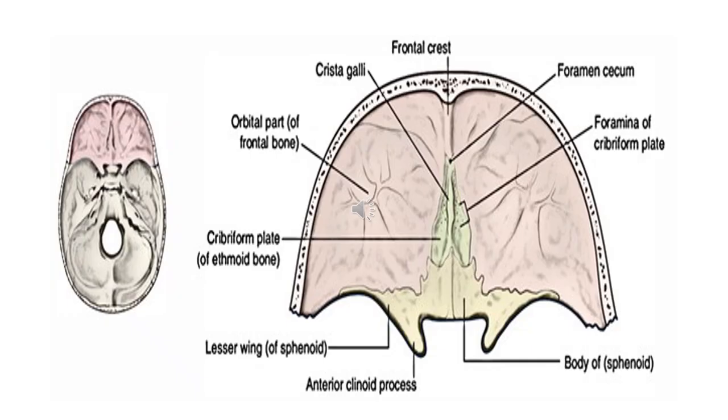As we can see in this diagram of anterior cranial fossa, the anterior boundary is formed by the posterior border of the frontal bone, and posterior boundary is formed by the lesser wing of sphenoid and body of sphenoid bone. This yellowish portion is the body of sphenoid. Medially, there are two structures, that is cribriform plate of ethmoid bone, and vertical part is formed by the crista galli.